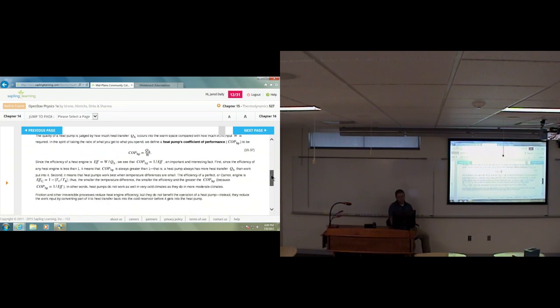So instead of talking about efficiency with heat engines, we try to make a little difference. We call it the coefficient of performance. Coefficient of performance is essentially 1 over the efficiency. It's not that different. It can be calculated by taking the energy coming out of the hot reservoir, the energy that you're removing from the inside of the refrigerator, from the inside of the air conditioned house, and dividing it by the work that was required to do that. And that will give you your coefficient of performance, and it's just the inverse of the efficiency.